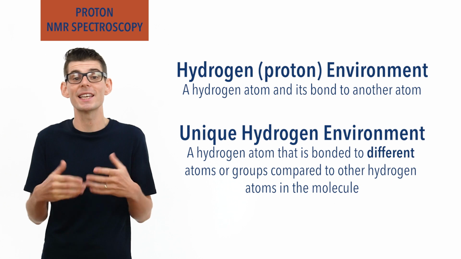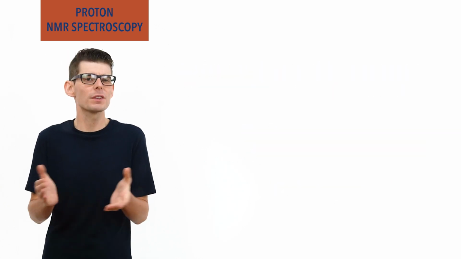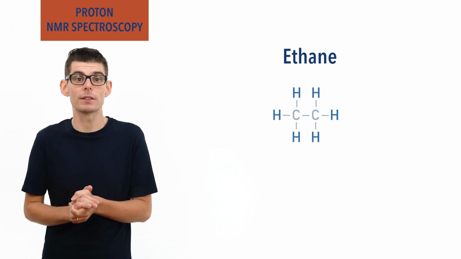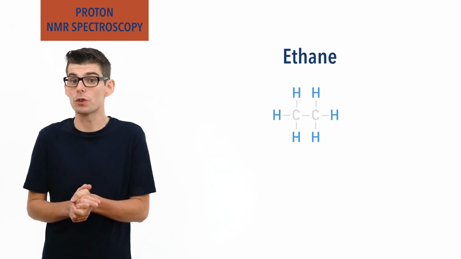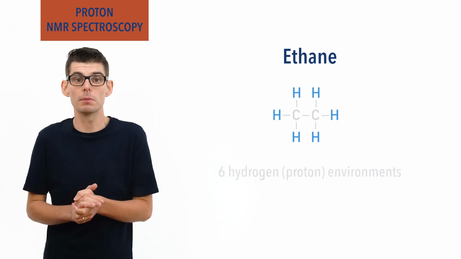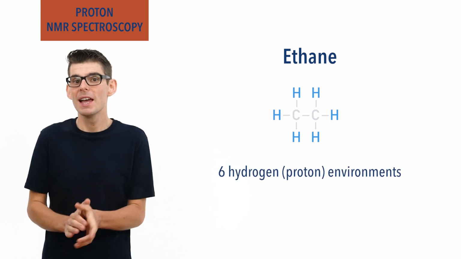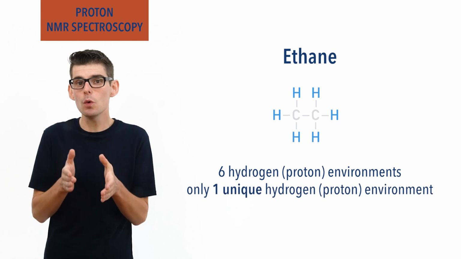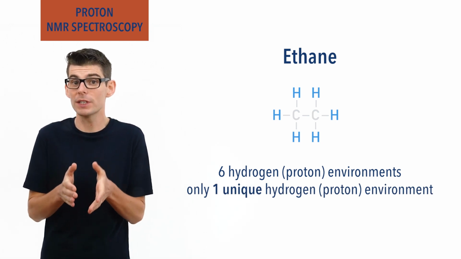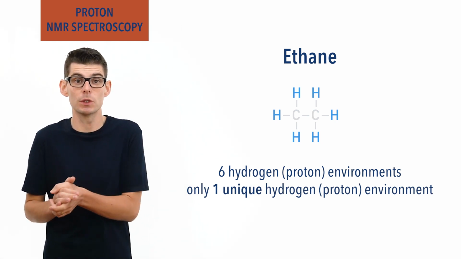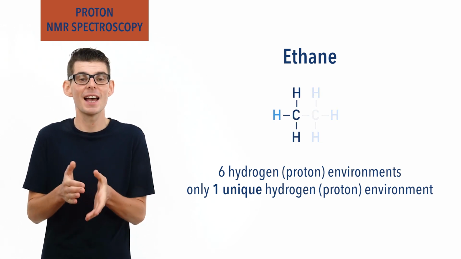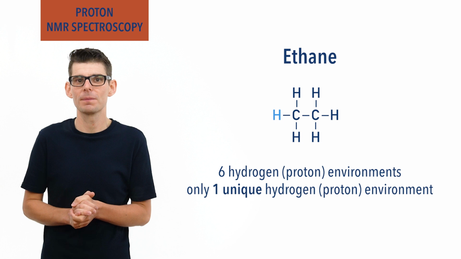For example, in the molecule ethane, there are 6 hydrogen atoms and therefore 6 hydrogen or proton environments. However, there is only one unique hydrogen environment here, as all 6 hydrogen atoms are bonded to the exact same atoms and groups: a carbon atom bonded to 2 other hydrogen atoms and a CH3 group.